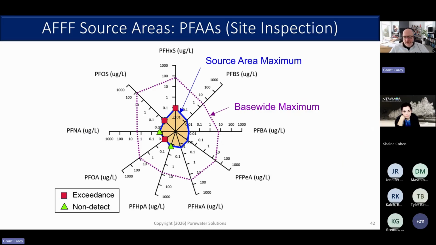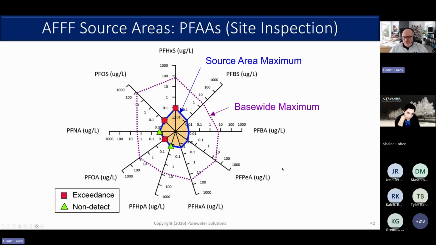So now we're going to switch to look at the base-wide map, and we're going to look at a radial diagram to characterize the different AFFF source areas. With these, I plot sulfonates on the top axes, and I plot carboxylates on the bottom axes. And then you'll see I've got long chain on the left side, going from left to right to the short chain for both sulfonates and carboxylates. So the left side is long chain, the right side is short chain.